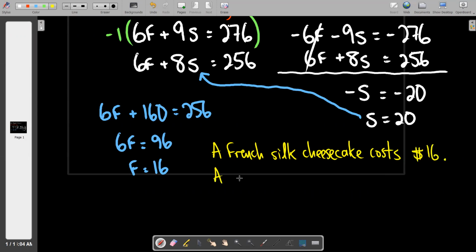And then we can say a strawberry cheesecake costs $20. And that makes sense because the strawberry cheesecake should cost more because it's undoubtedly going to be way more delicious than whatever the heck a French silk cheesecake is. Are you kidding me? Strawberry cheesecake for the win, right?